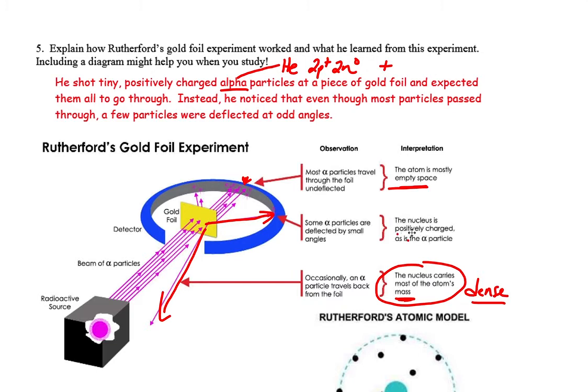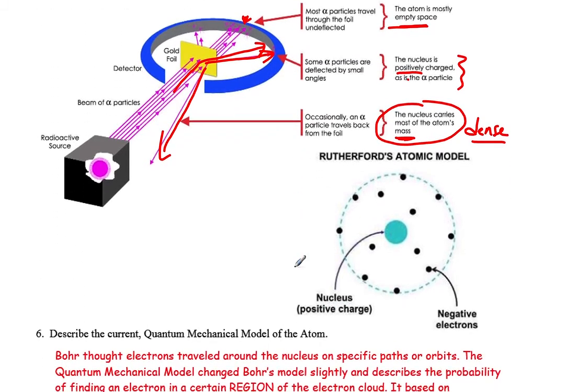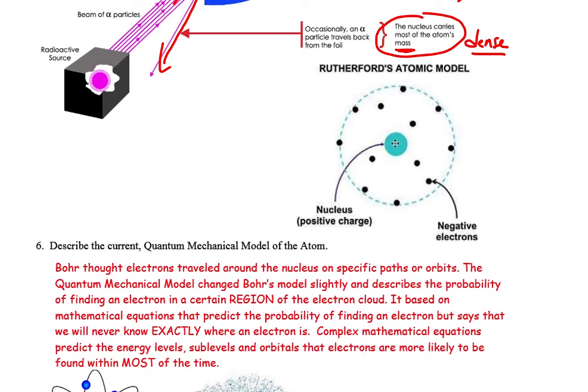And he also concluded the nucleus is positively charged because some of these guys went near and then veered off because positives repel positive. So he deduced that there must be something in the center of the atom that was very densely packed and positive, and the rest of the atom is empty space. So that's his big contribution to the model of the atom.